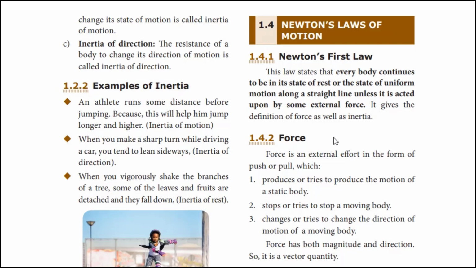If you throw a ball, does it come to rest immediately? The ball rolls to some extent and then stops. Why is the ball stopping? Because of the frictional force acting between the ball and the surface of the floor. Then the ball comes to rest.